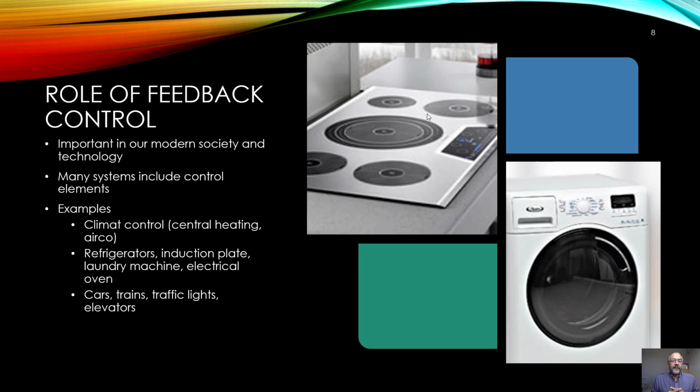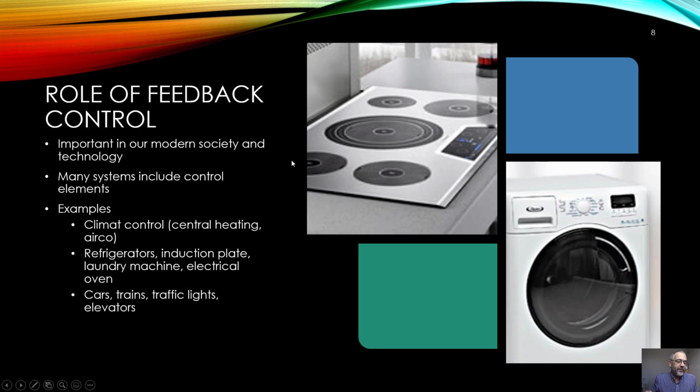Similar for aircos, refrigerators and an induction plate where you cook your meal. An oven, it's all controlled by feedback control systems. A feedback control system means you measure the current temperature, and if it is too low, you heat it up. If it is too high, you try to cool it down, or at least not heat it up further. And a lot of parts of cars, trains, traffic lights, and so on are controlled by feedback control systems.